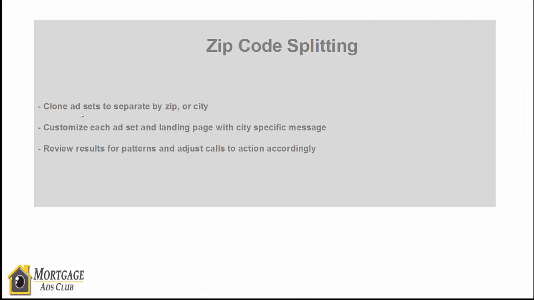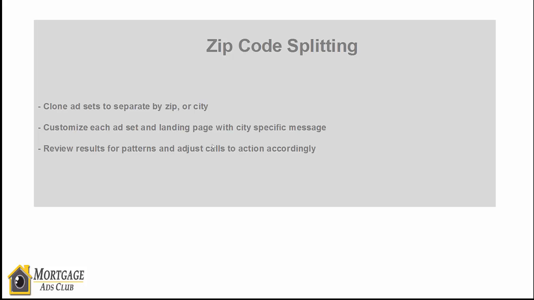So again, clone your ad sets to separate by either zip or city. I prefer zip code, but if you're in a real big hurry, even just city, it's better than nothing. Okay, but if you're in a large city, I recommend you cut that down to zip code. If you're in a small city, then maybe just separate them by cities. Customize each ad set and landing page with city-specific messages. All right, so if you want better results, make sure that you speak directly to them.